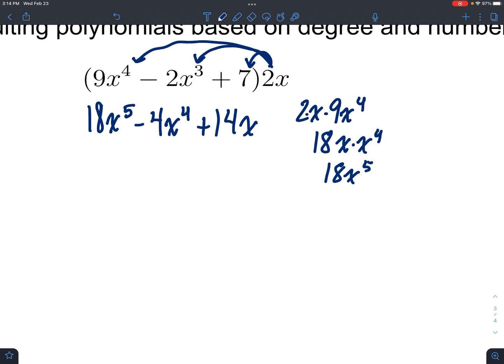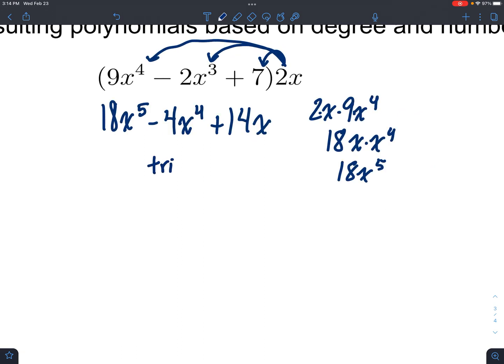Okay, this would be a trinomial. The number is 3 terms, and we have actually a quintic here. Okay, or you could also say 5th degree.